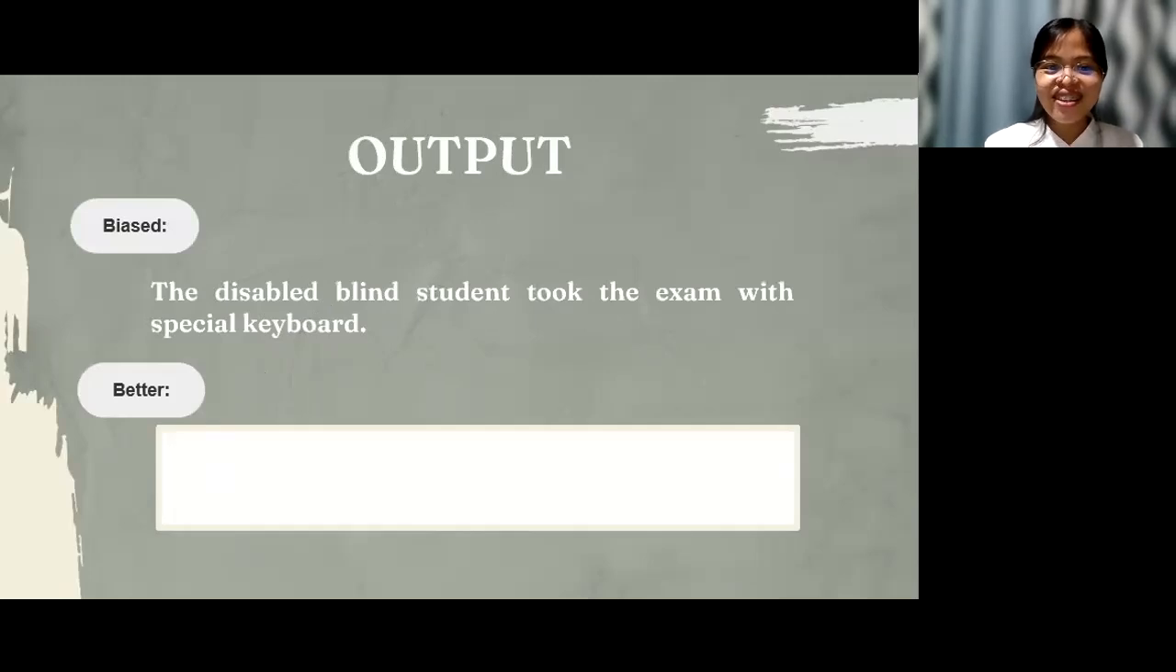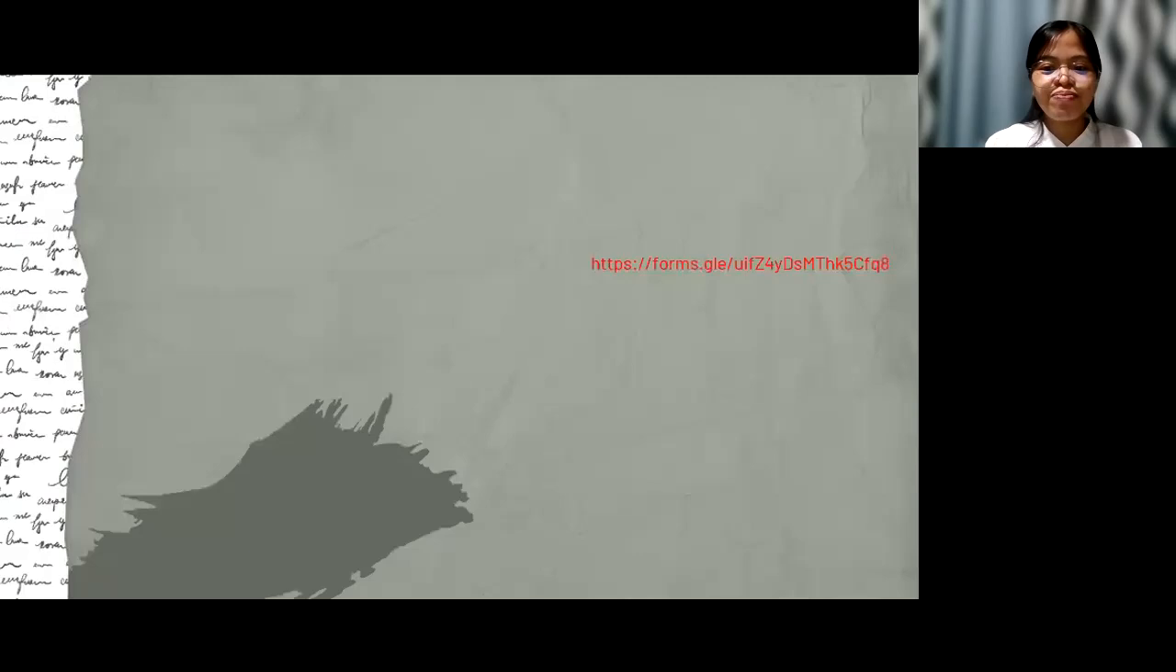All right, you chat there. Did you say visually impaired, or students who are visually impaired? Then you are correct. Okay, so you can say "the student who is visually impaired took the exam with special keyboard." Okay, let's continue.